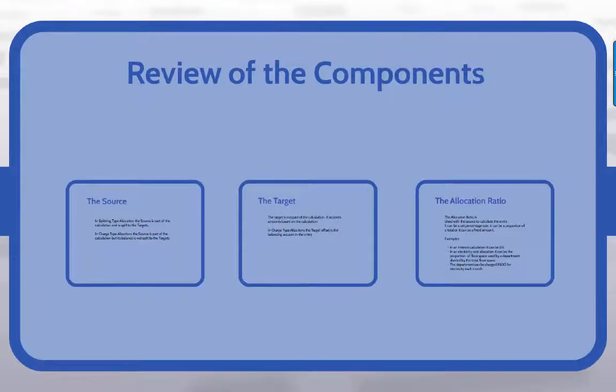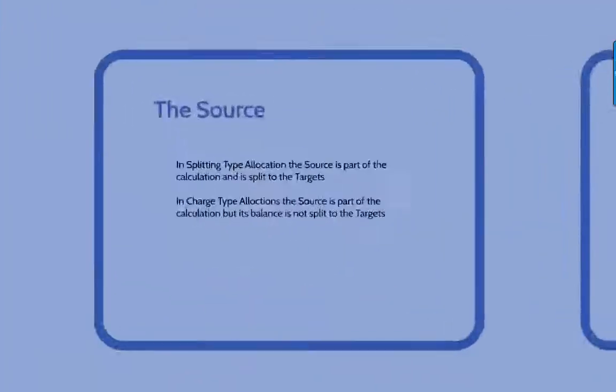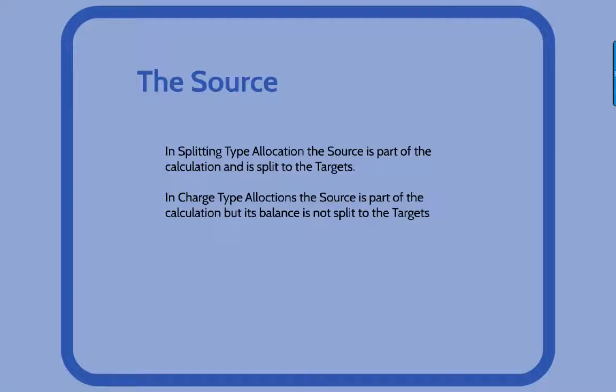Okay, so we'll get back, our slides catch us up here. And so let's review the components. The source. In a splitting type allocation, the source is part of the calculation and is split to the targets. In a charge type allocation, the source is part of the calculation, but its balance is not split to the targets.